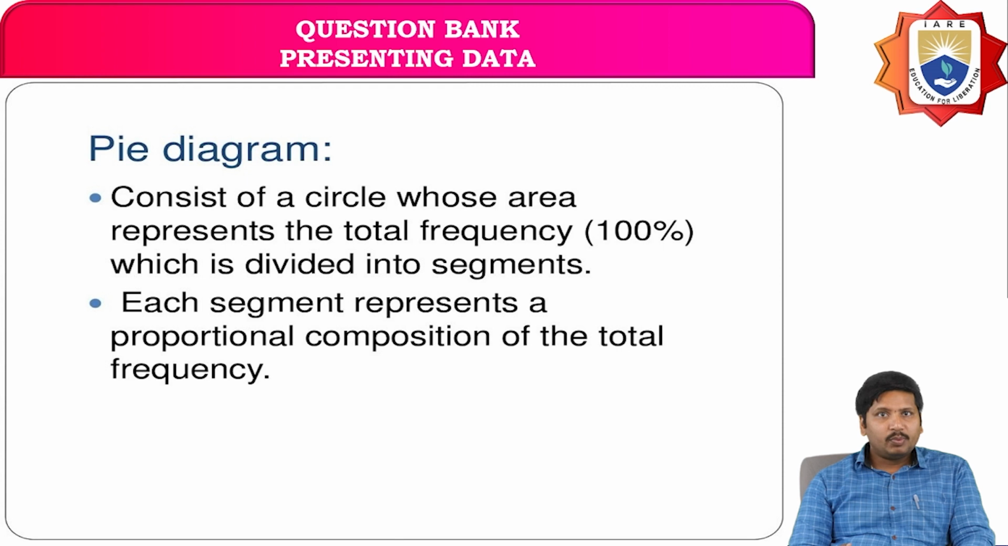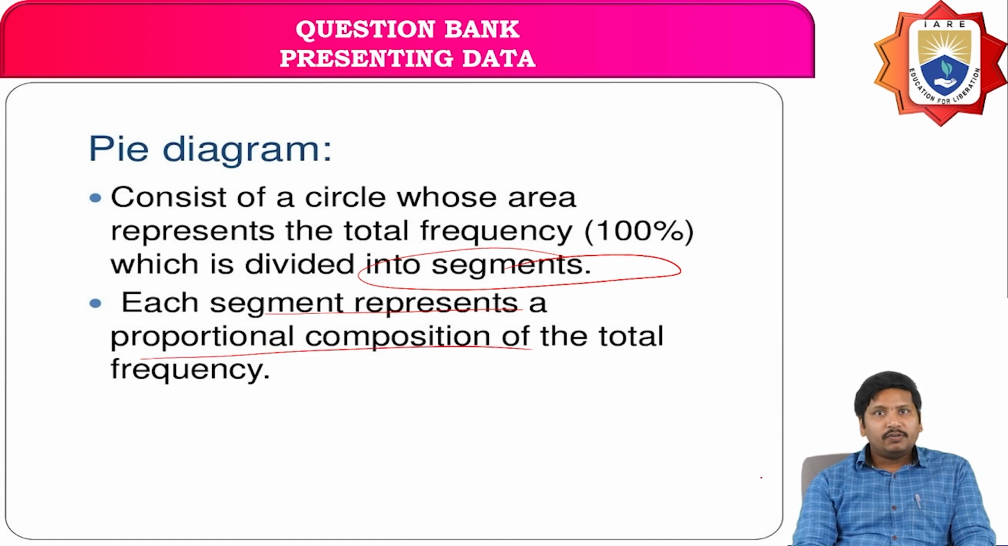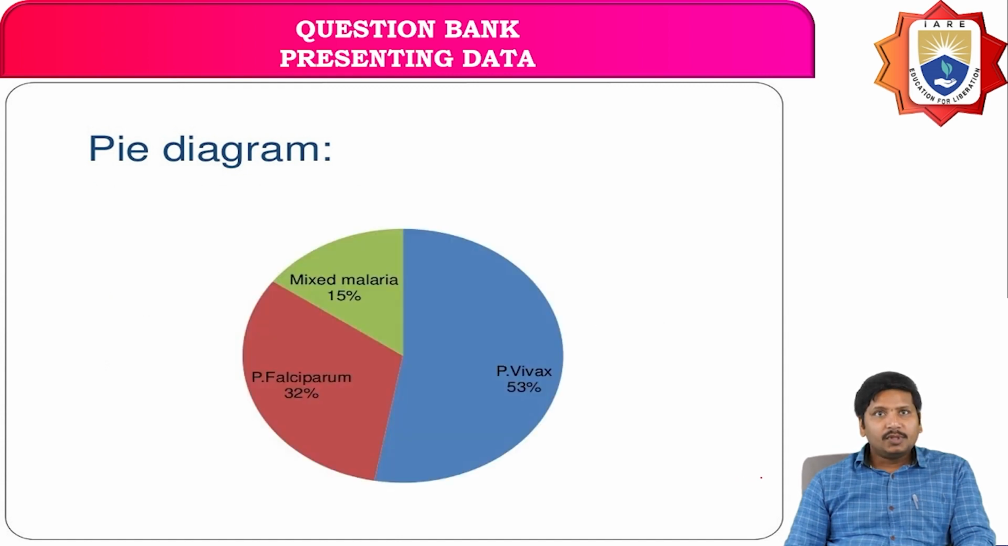And a pie diagram consists of a circle, where the area represents the total frequency, which is divided into segments, and each segment represents the proportional composition of the total frequency. So this should be the view of a pie diagram.